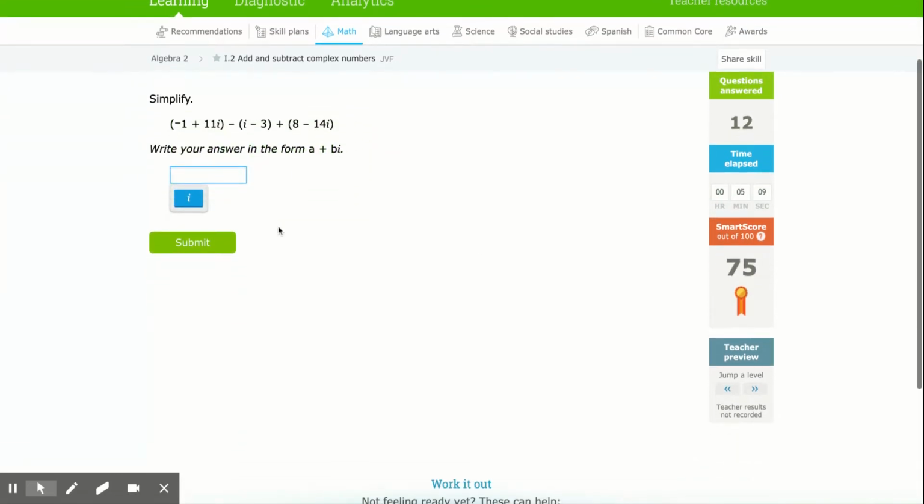Just watching your signs. Negative 1, for whatever reason, they wrote this complex number backwards. They didn't write it as a plus bi, so don't just quickly add the real parts to the real parts. Negative 1 minus a negative, or plus 3, will be 2. Plus 8 will be 10. So the real part was 10. Now I'm going to add the 3 i terms. 11i minus i will be 10i. 10i plus a negative 14i will be a minus 4i.